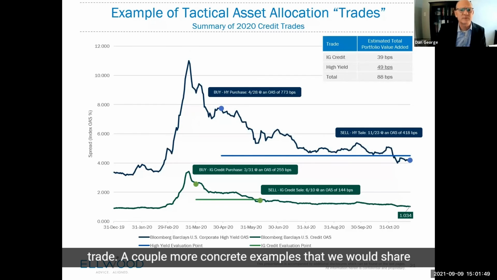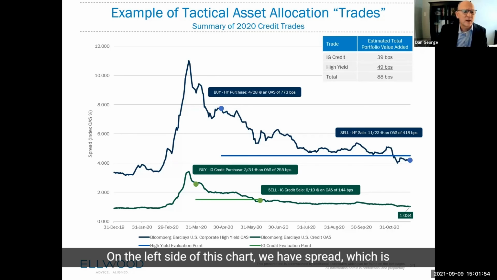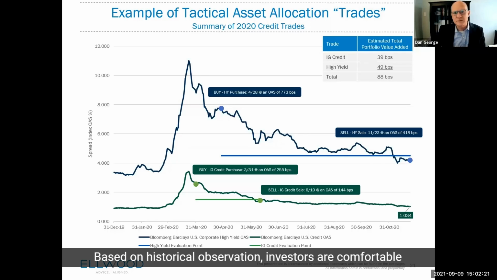A couple more concrete examples that we would share are in the bond market. On the left side of this chart, we have spread, which is the spread of these segments of the bond market interest rates versus the Treasury interest rates of corresponding maturity bonds. So if we look at the spread between an investment grade credit bond versus US Treasury, it pretty much tells us what investors think about credit risk. If the spread is relatively low based on a historical observation, investors are comfortable with credit risk at that point in time and risk in general.